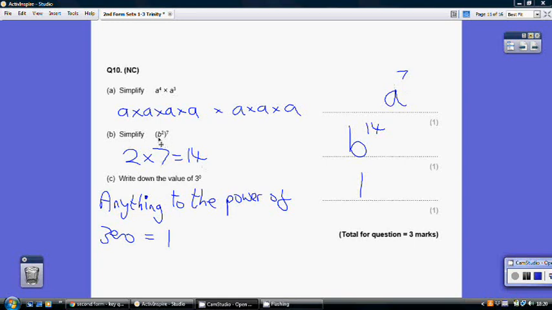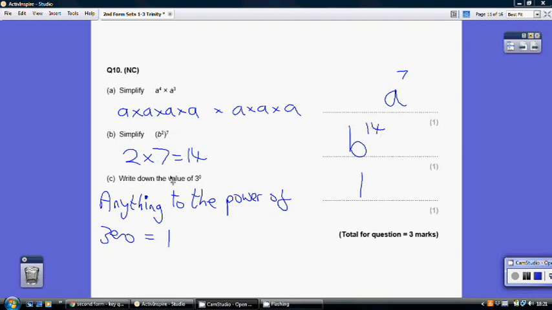Now, what's going on here, when you've got a power inside the bracket and a power outside the bracket, this is an occasion when you do have to multiply the powers together. So that's 2 7s are 14, so that's b to the power of 14.